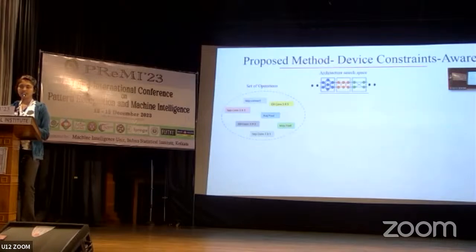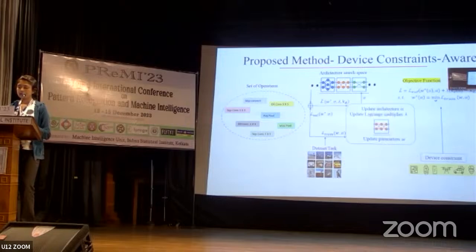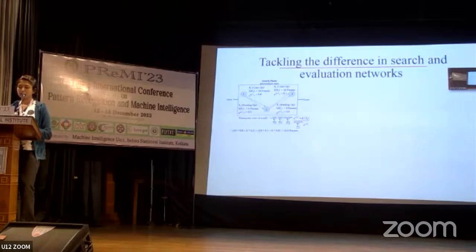So now coming on to the proposed method. Given a set of operations, the architecture space consists of all the configurations possible with these set of operations. And given a task, we reformulate the objective function by including the device constraint. Here, KS denotes the search constraint, which is computed during the search process, and KD is the device constraint of any of the device we are concerned about. So in our method, we update the architecture parameters alpha and the model parameters simultaneously as shown before. Also, we update the Lagrange multiplier lambda here, which weighs the constraints.